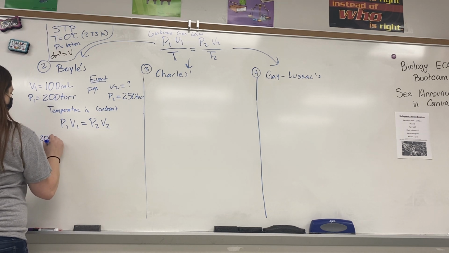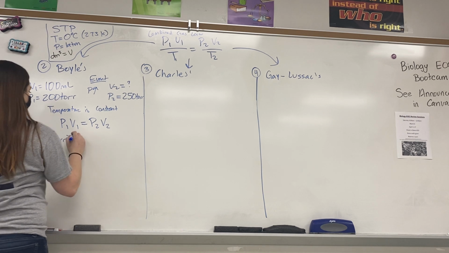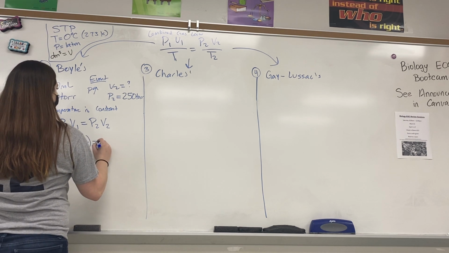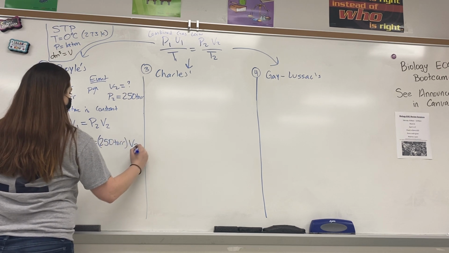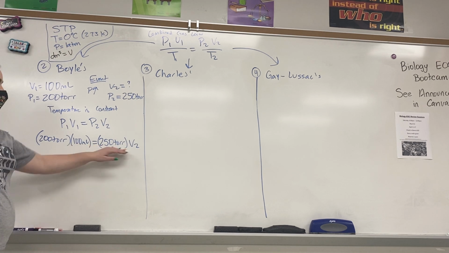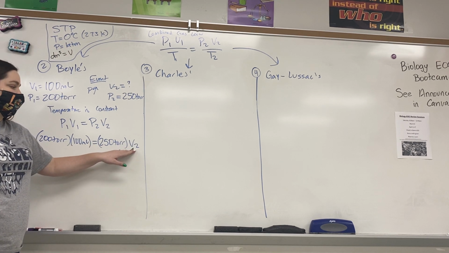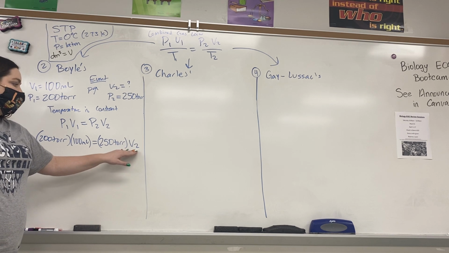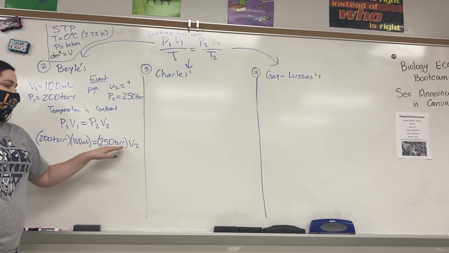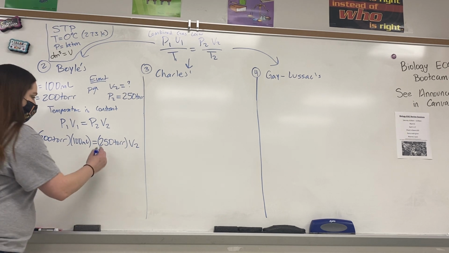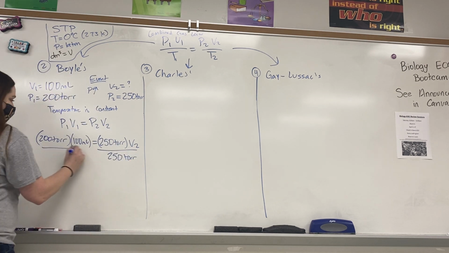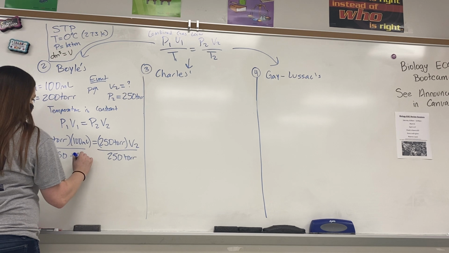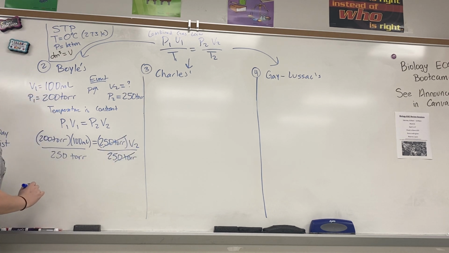Now I'm going to plug in my numbers because I don't have to convert anything. P1 was 200 torr, V1 was 100 milliliters, P2 is 250 torr, and V2 is what I'm solving for. You can think of this as solving for X. This is our unknown, this is X, so I'm going to solve for X. How do I get this by itself? Well, it is attached to this, and those two things are being multiplied. So in order to get it by itself, I have to divide by 250 torr. What I do on one side, I have to do on the other. So that's 250 torr. That gets rid of that on that side, and it gets rid of my units of torr on this side.